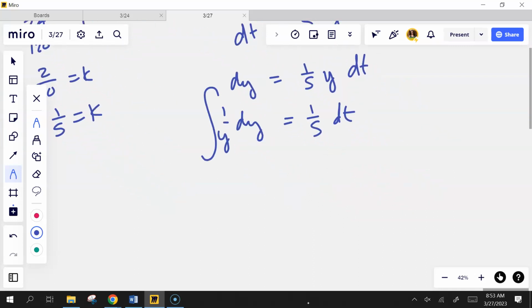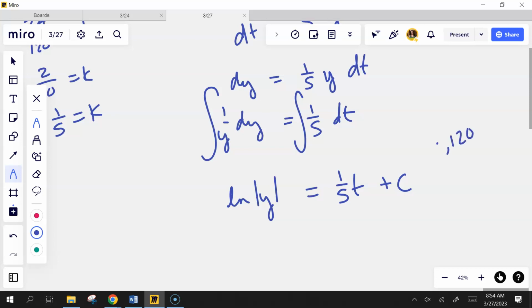Integrate. Log of y is equal to 1/5 t plus c. I put that initial value in. Remember, it said it was 120 when time was 0. So I said the natural log of 120 equals 1/5 times 0 plus c.